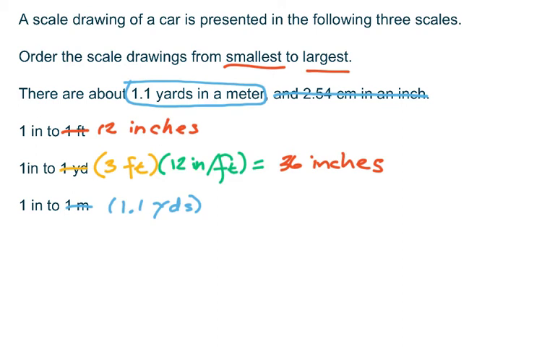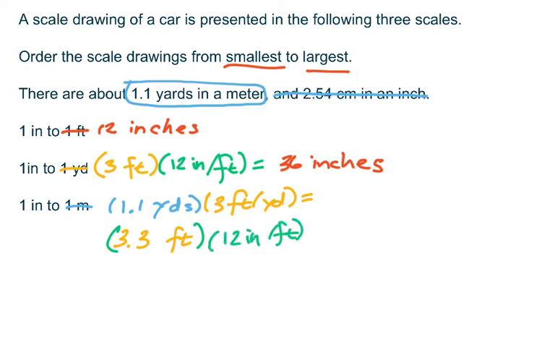So I know that 1 meter can be represented by 1.1 yards, and I'll multiply that by 3 feet in 1 yard. So that's going to give me a total of 3.3 feet. So I'm making progress, but I'm not at inches yet. So I'll multiply again by the same measurement I had up above, which is 12 inches in 1 foot. And when I do that, that will give me a total of about 39.6 inches for that 1 meter.